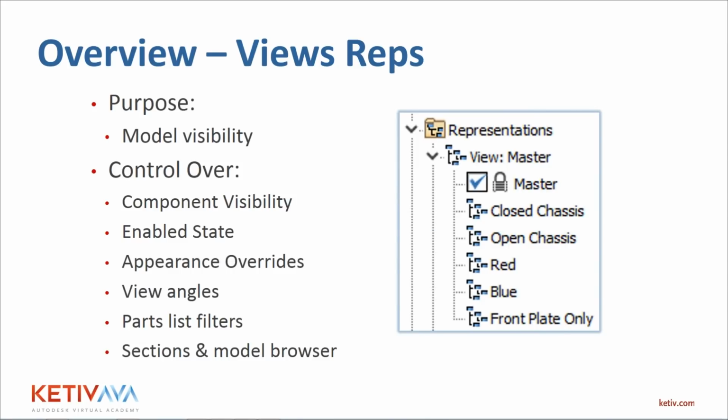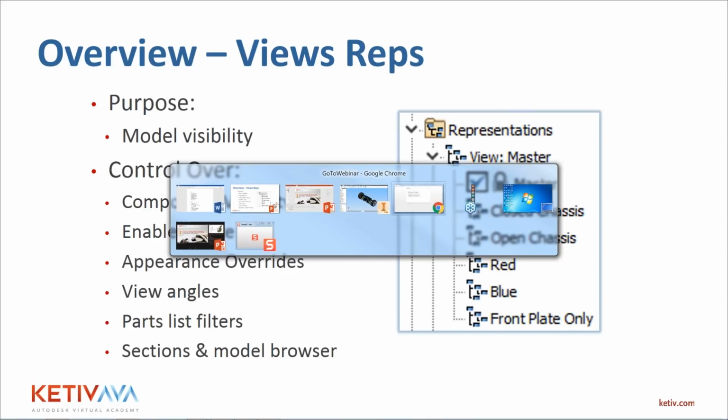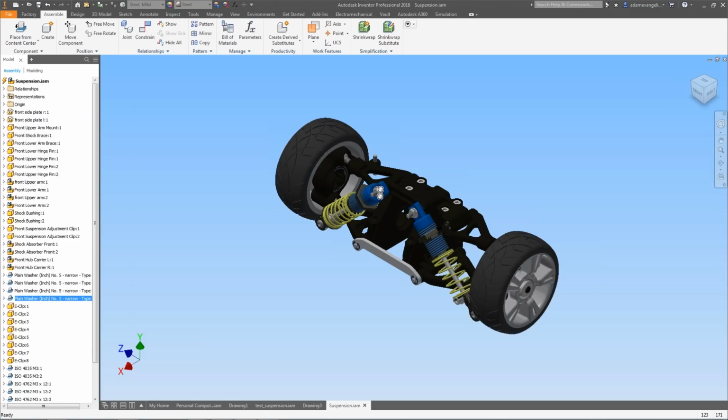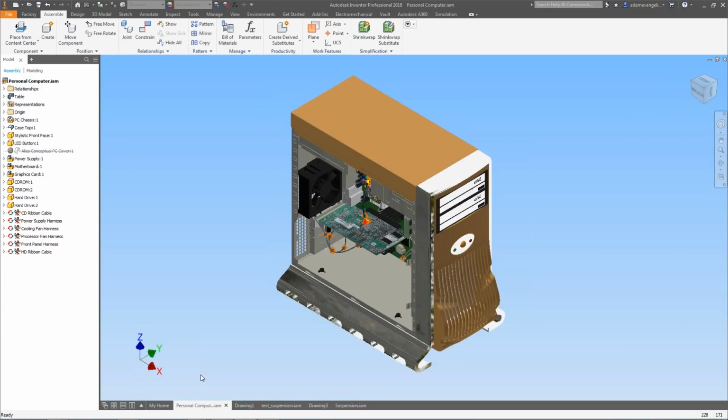Let's Alt-Tab over to Inventor. There it is. I'm going to start with the personal computer assembly sample from the Inventor 2018 samples over here. Those are pretty good builds.